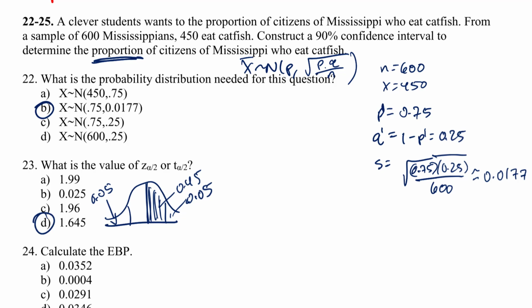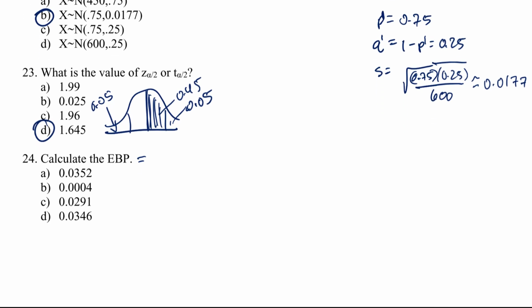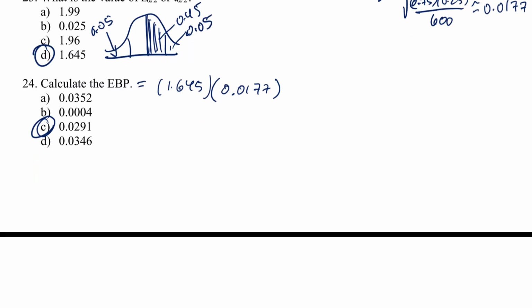Now to calculate EBP, it's the same thing that we've been doing. It's going to be my Z-score, so the 1.645, times the standard deviation, which is the 0.0177, and we get this 0.0291. That's my EBP, error bound of the proportion, not the error bound of the mean.